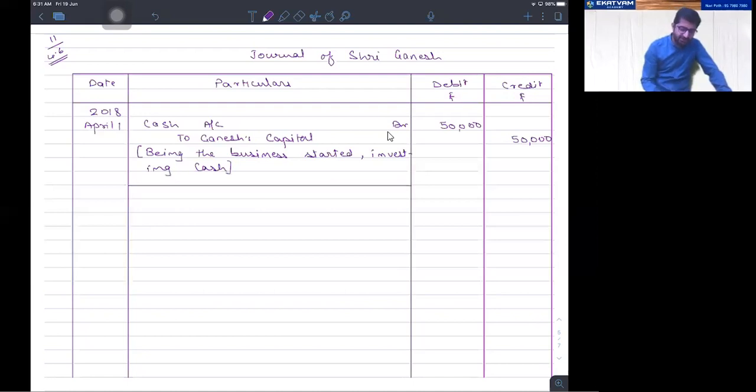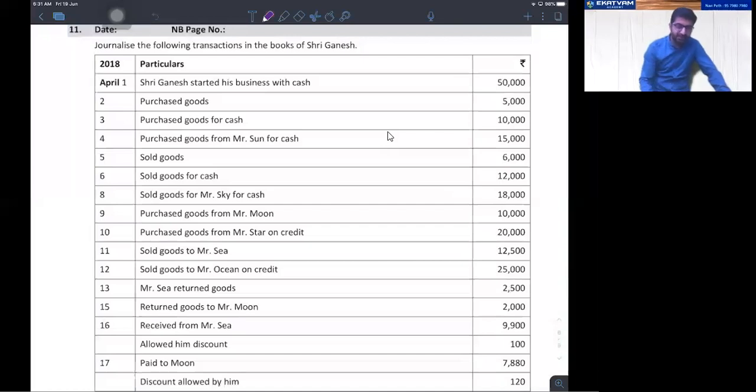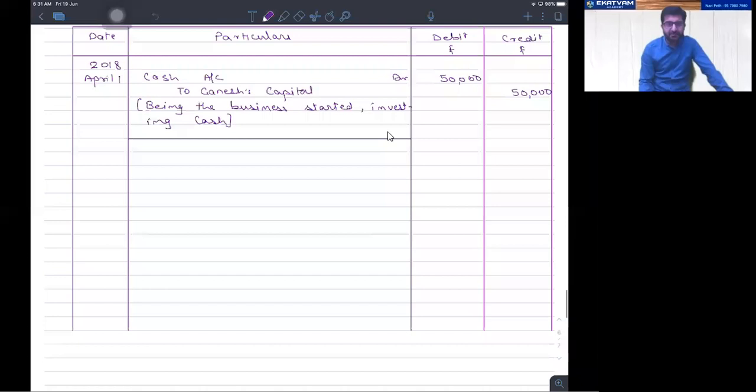The next transaction is purchased goods rupees 5,000. That is on April 2nd. The purchased goods rupees 5,000. They have not given anything else, so it becomes a cash transaction or not? Because cash or credit not mentioned, name of the person is also not given, so it will automatically become a cash transaction. So April 2nd. Even if you would not have written April, if you would have written only the date, until the time the date does not change, that particular date has not to be repeated.